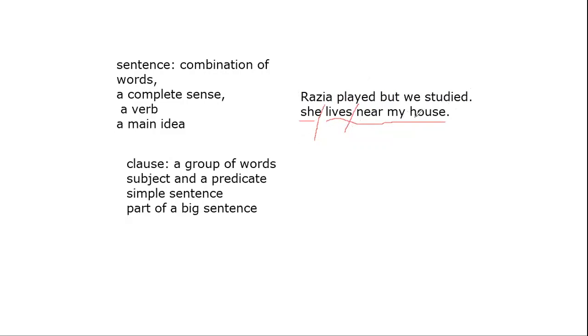Now, she lives near my house. It contains one verb. There is a subject, and there is a predicate. And it contains one complete thought. It contains a main idea. It is giving you a complete sense, and it is a combination of words.